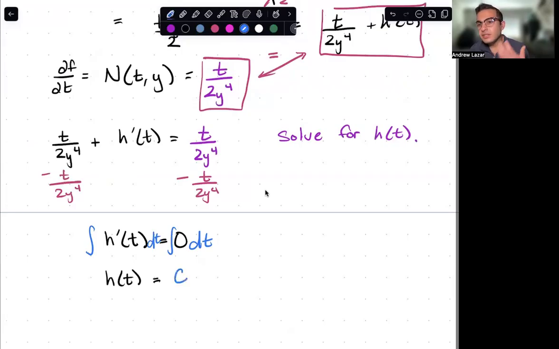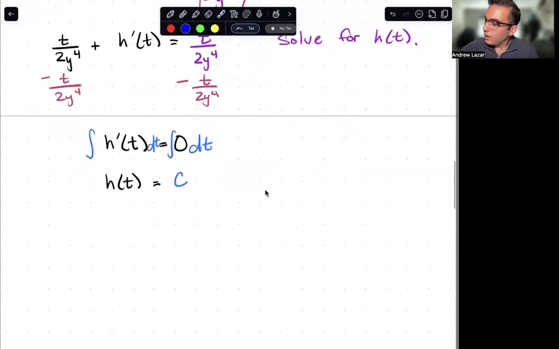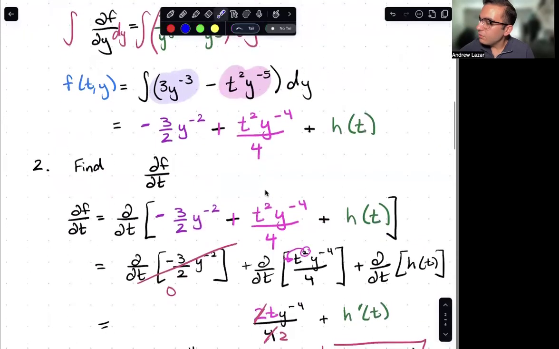Now I will get just a constant here when I do this because h prime of t equal to 0, I'm equating two one variable functions at this point. So that's why I'm getting a constant here. And by the time you get to here in an exact equation, you should be dealing with a one variable function. So this is great because we have now figured out what h is.